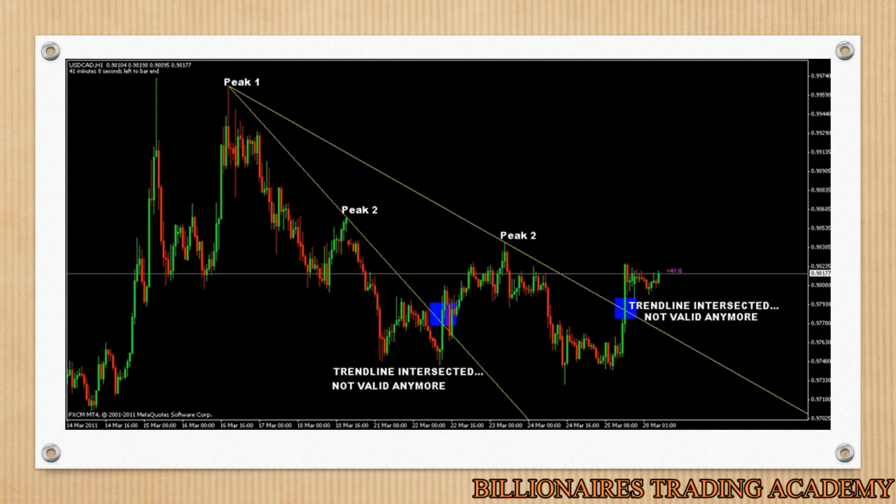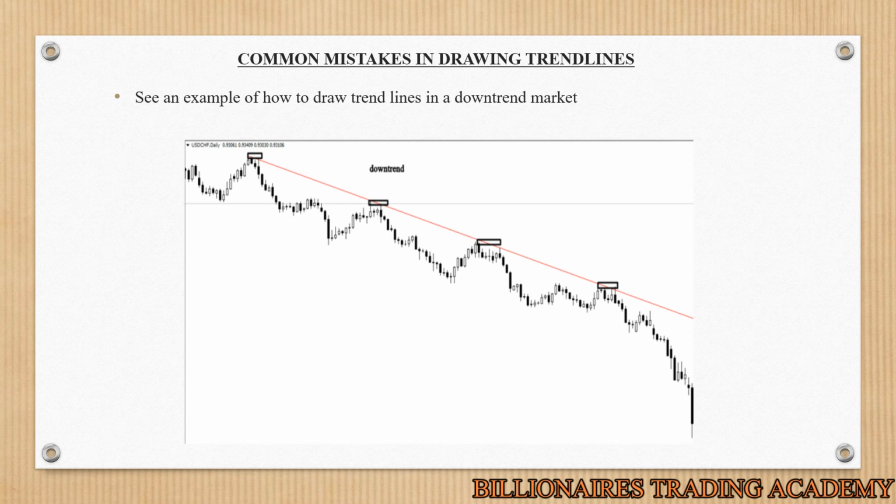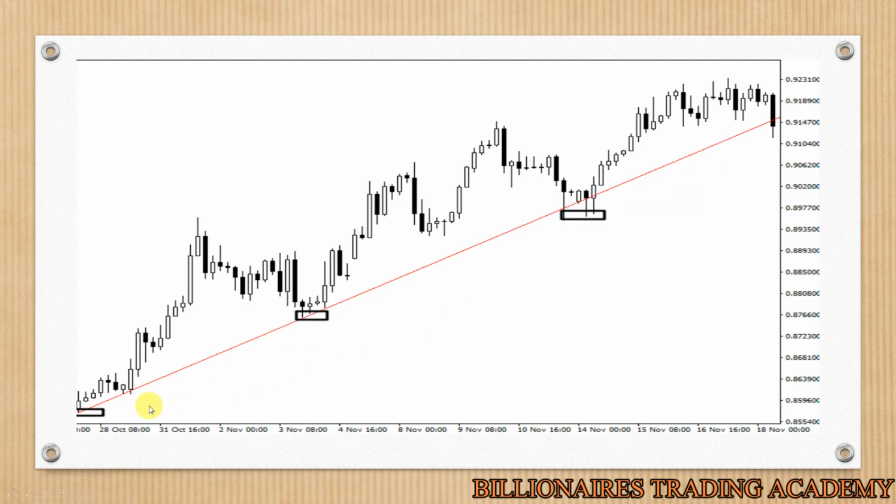These are just some other examples, and we can see that. So common mistakes in trend lines. We can see this is a trend line in a downtrend, and so you have 1, 2, third point you can take a trade, fourth point you can take a trade. This is a trend line. Here you can take a trade.